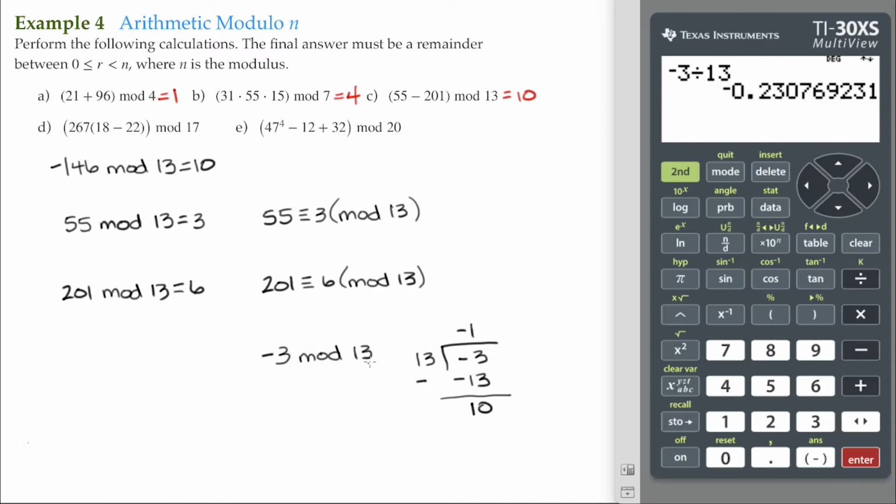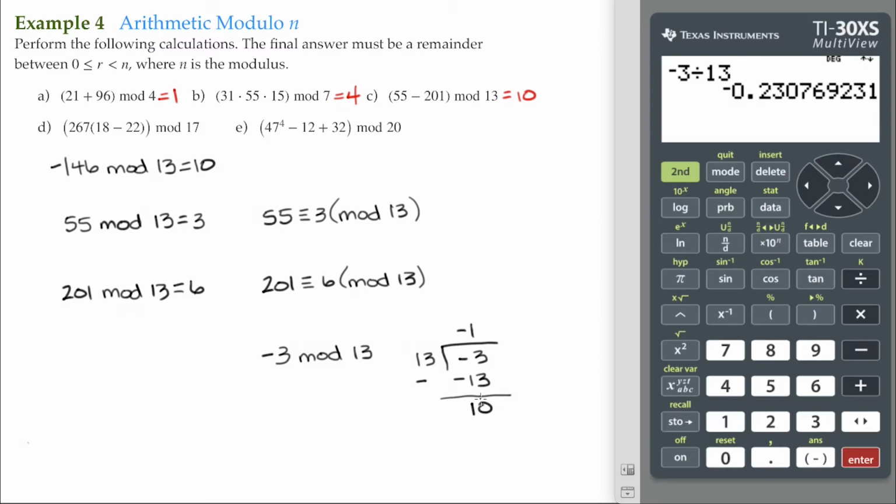Now here's another shortcut, here's another tip. If we have a negative dividend, and the base of that dividend is less than the modulus, then all we have to do is subtract the dividend from the modulus. 13 minus 3 will give us a result of 10.